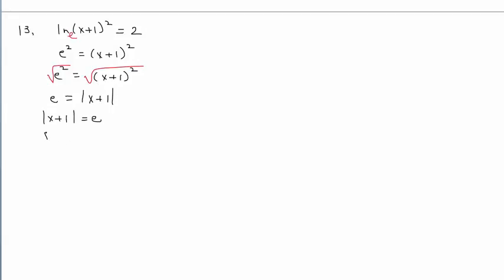I'm going to remove the absolute value. When I do that, I make the adjustment to positive negative e. I'll subtract a 1 from both sides. That makes it -1 plus or minus e. I'll write my solutions out. -1 minus e, comma, -1 plus e.